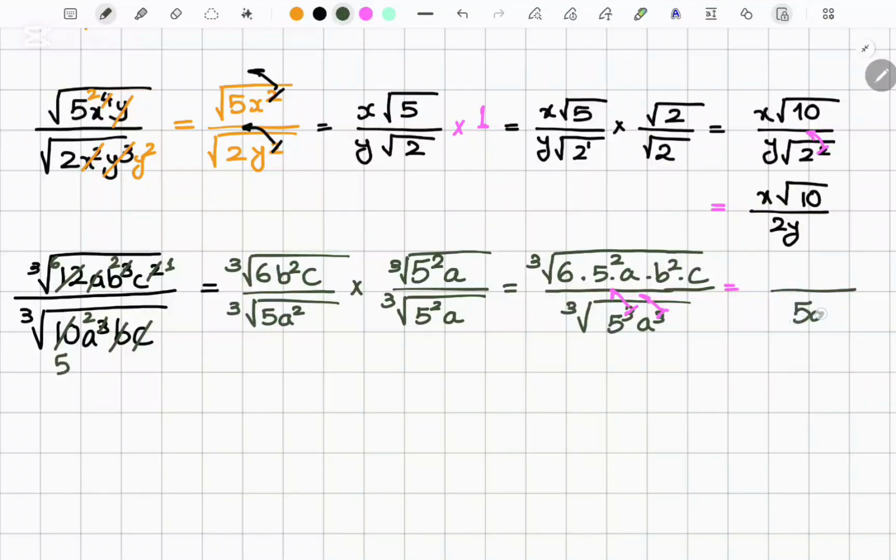So 5a over. So over here, I can't simplify anything. Nothing can pay and can come out of the radical. So it is going to be the same thing. So it's going to be 150 a, b squared, and c with the index of 3. And none of these can pay and can come out of the radical because at least they need 3, okay? So that was one part of rationalizing.